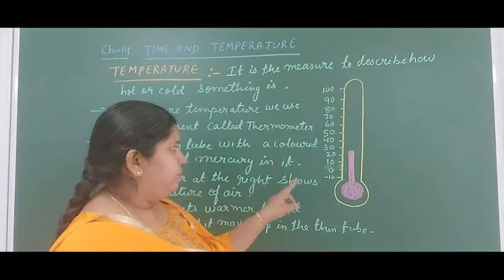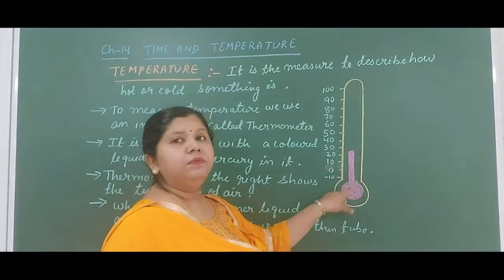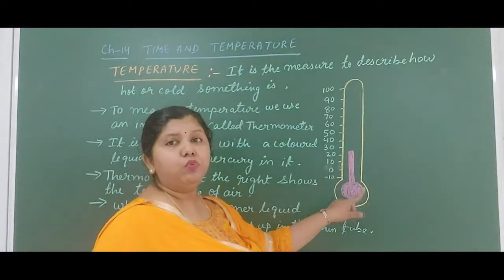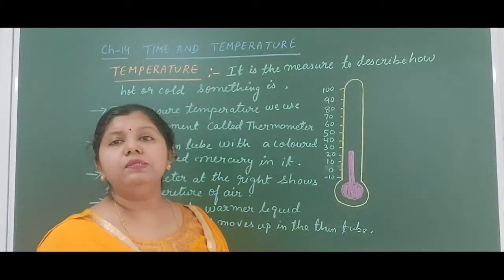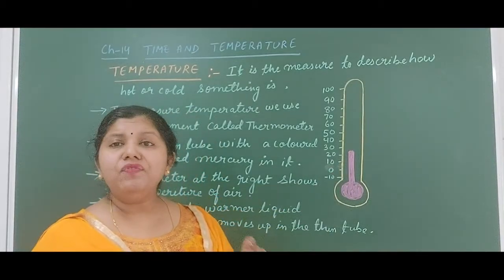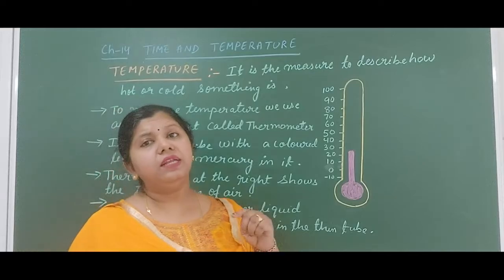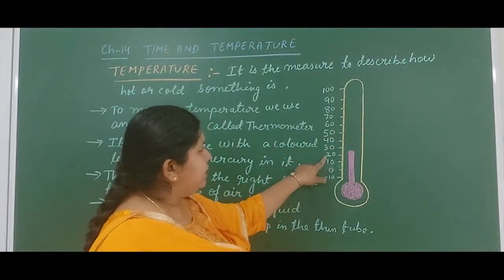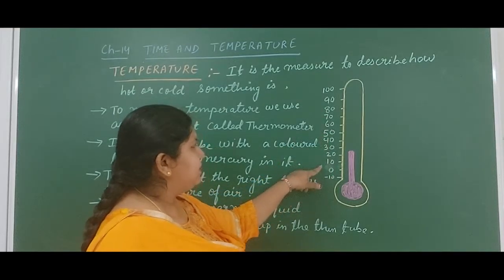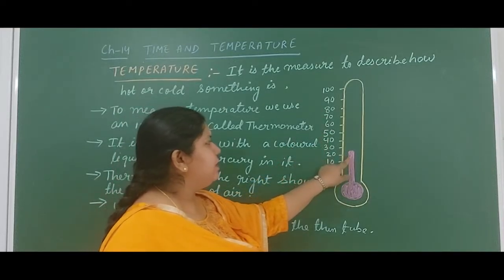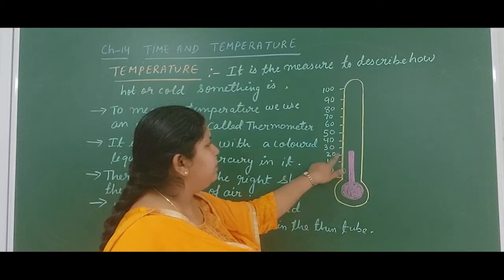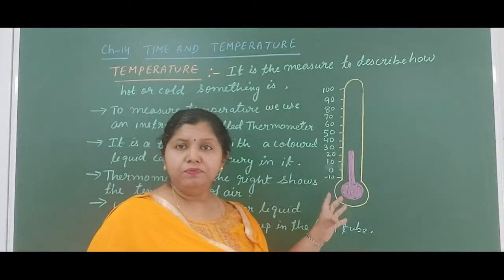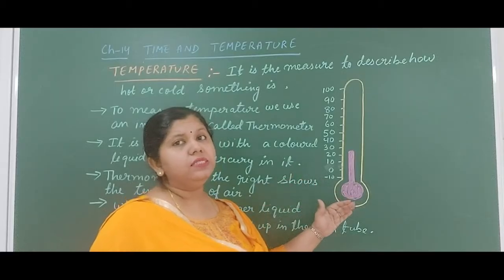So you can see this pink colored liquid which is put in it. This liquid is mercury. Now the level of mercury will determine the temperature. These are the degrees, like minus 10, 0. You can see the level of mercury here is between 20 and 30, somewhat like 25. Okay, so the temperature is 25.